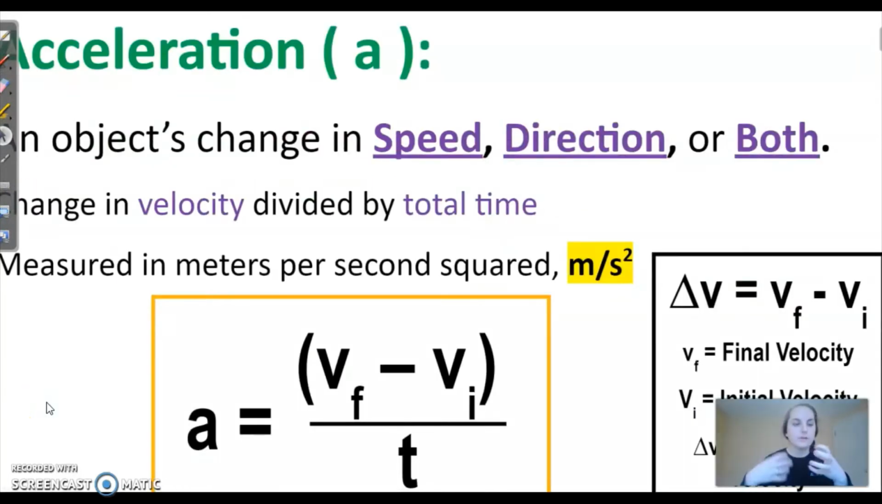All right, so let's talk about acceleration. An object's change in speed or direction or both is going to be a change in acceleration, or your object is accelerating. The way that we measure acceleration would be in meters per second squared. Your acceleration is your change in velocity over time. Remember that your change in velocity is your final velocity minus your initial velocity, all over the time. Your object can accelerate if it's changing speed, changing direction, or doing both of those things.